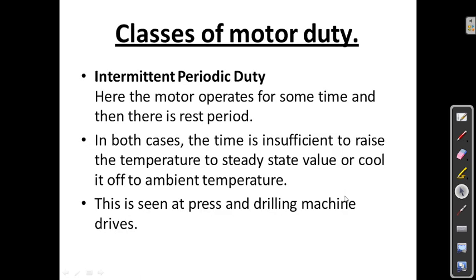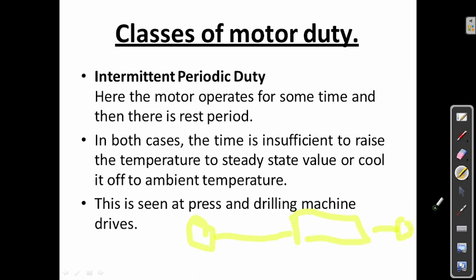Then the intermediate periodic duty. Here the motor operates for some time and then there is a rest period. In both cases the time is insufficient to raise the temperature to steady state value or cool it off to ambient temperature. This is seen in press and drilling machine drives, etc. If you are looking at a drilling machine, in the drilling machine the motor runs sometimes, then it will have some rest for some time, then again it will run.